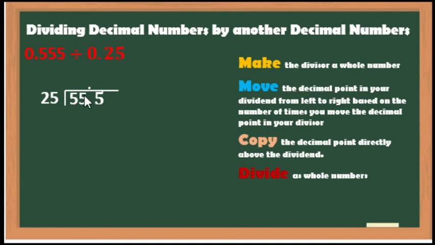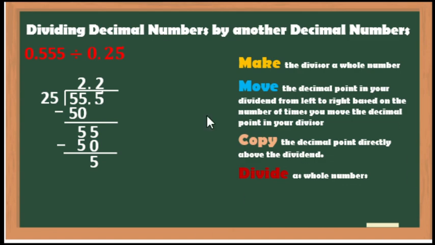Let us divide. 55 divided by 25 is equals to 2. Multiply. 2 times 25 is equals to 50. Subtract. 55 minus 50 is 5. Bring down. Bring down the digit 5. Divide. 55 divided by 25 is 2. Multiply. 2 times 25 is equals to 50. Subtract. 55 minus 50 is 5.